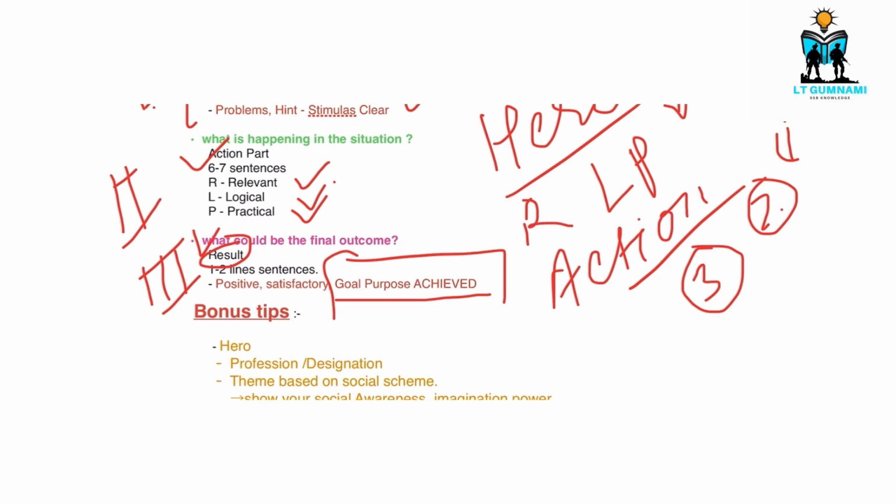The RLP formula is not mine. It is from one of the greatest psychologists of the Indian Army, Colonel Aditya Buddhiraja, retired. I have seen his video and found this very logical, so I incorporated it for you. If you divide these three things in your story, your story will be a perfect story.